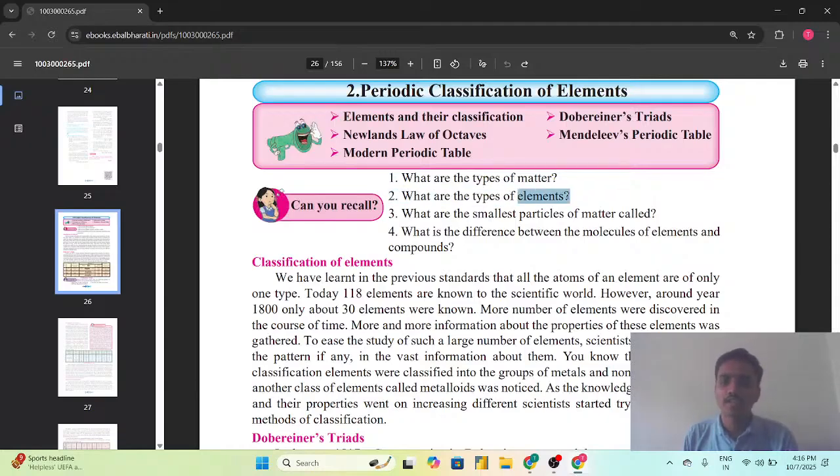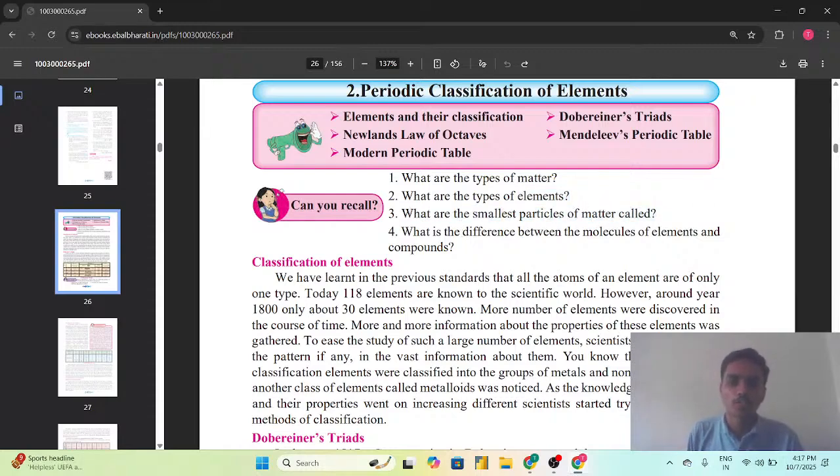So what is an element? Elements are the kind of matter in which the constituents are made up of a single kind of atom. That means in such matter, all the particles, the atoms, are of one kind, they will be similar. What are the smallest particles of matter called?